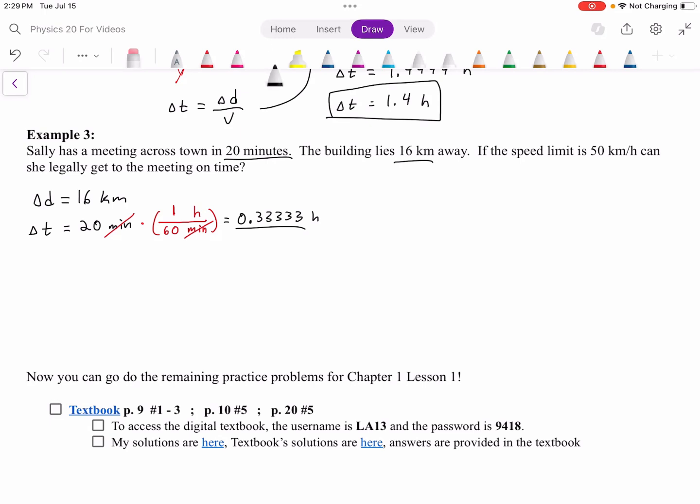One last thing I'll say on unit conversions here, okay? Don't be afraid to trust your gut too, right? Use your common sense. You know that it takes 60 minutes to get just 1 hour, right? So 20 minutes is not even 1 hour. And we confirmed that with our calculation, right? It's not even 1 hour, okay?